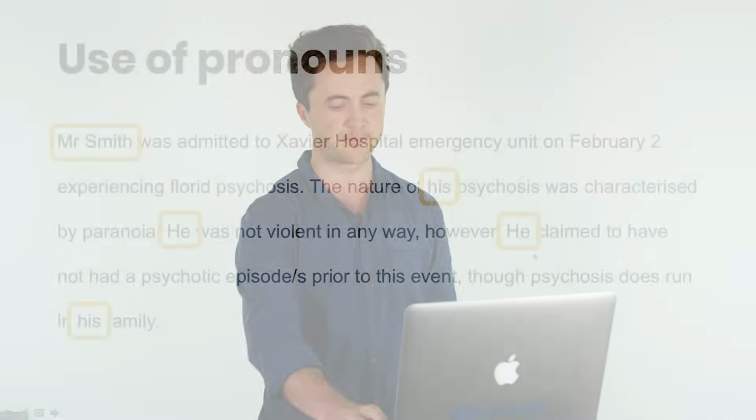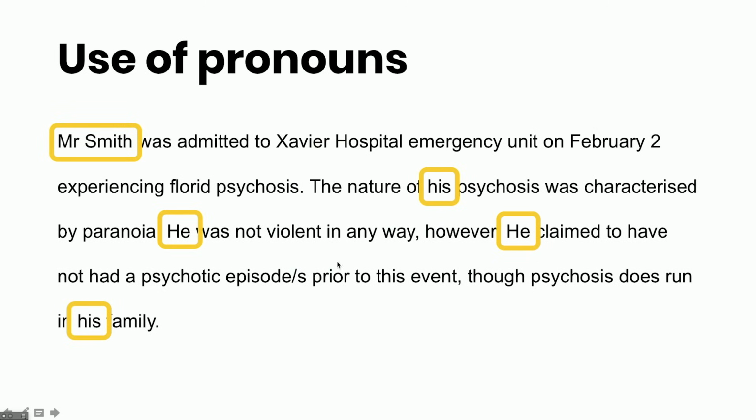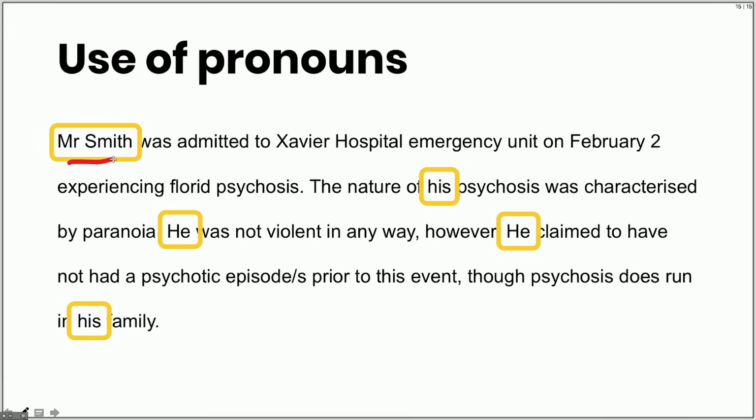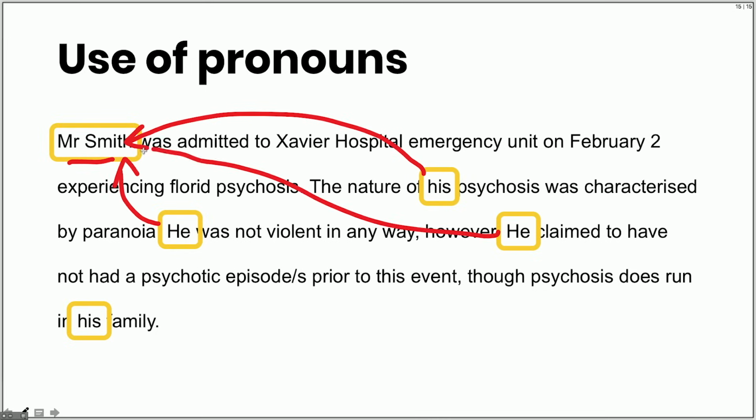Let's look at a much more common, simple way of using pronouns in a paragraph in an OET letter. So here's a very simple one. The first mention of the key noun, like Mr. Smith, thereafter you can use pronouns, personal pronouns like his, or he, for example. These all refer back to Mr. Smith.